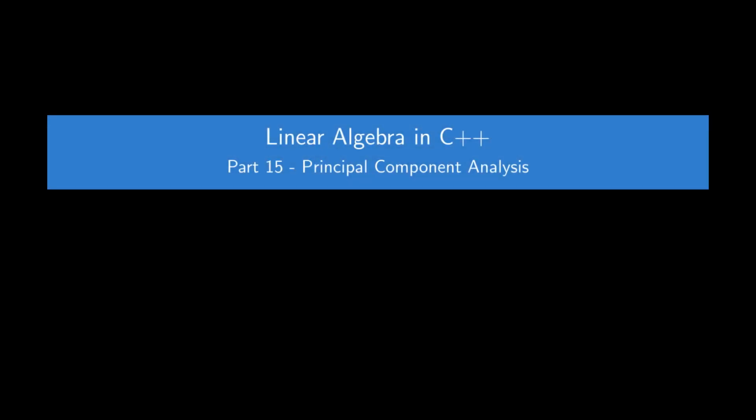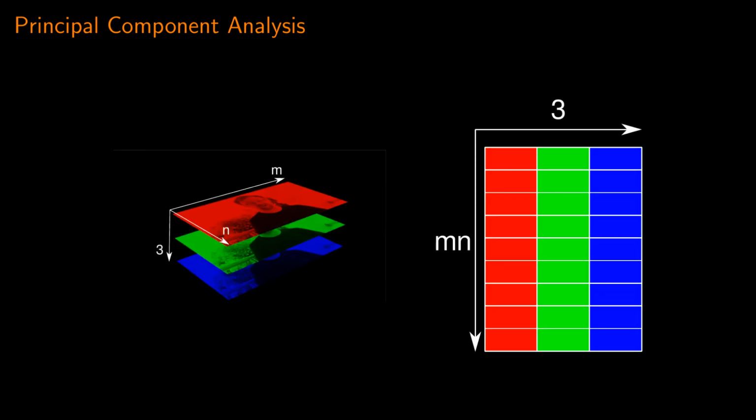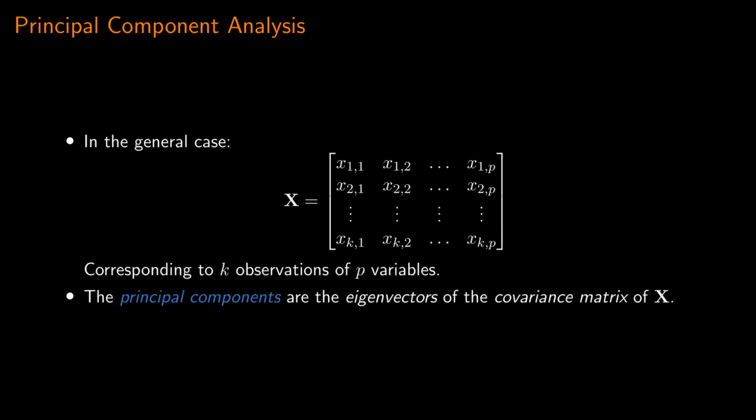So, we have seen some examples of principal component analysis, or PCA, in action. But how does it actually work, and how can we implement it in C++? Let's take a look at that now. We have just seen how we can rearrange color image data into a multi-dimensional data set. To do that, we regarded each image as consisting of m by n by 3 data points, as shown here. And we then saw how we could rearrange these into a matrix of m by n rows and 3 columns, as shown here. In the general case, we will be dealing with data that looks something like this.